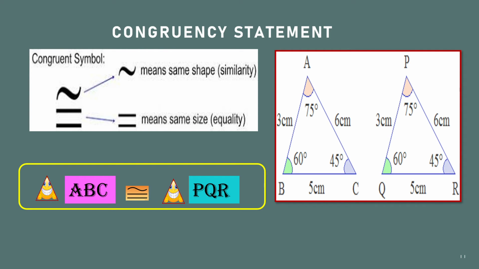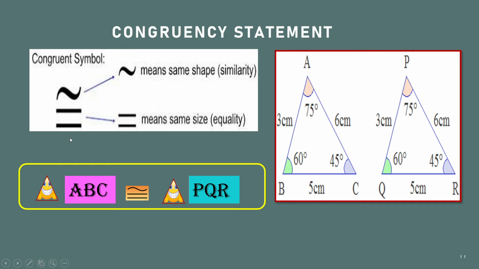When you have to write the congruency statement, that means the whole thing you have to sum up in one statement. This is the statement: triangle ABC is congruent to triangle PQR. Oh, such a nice symbol. Actually, this symbol consists of the whole meaning of the concept.